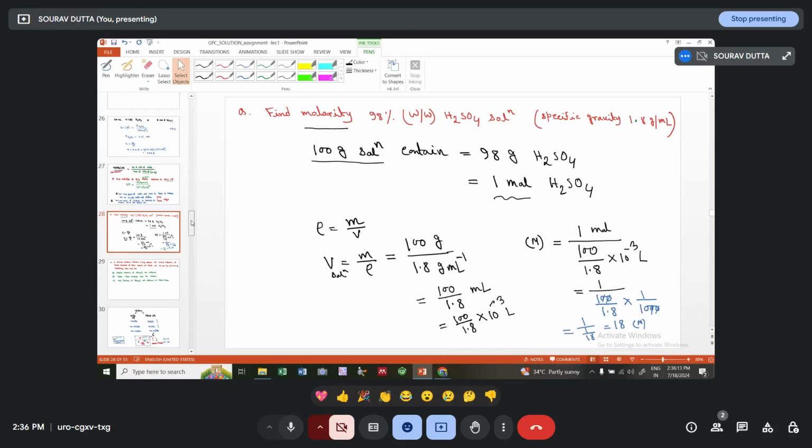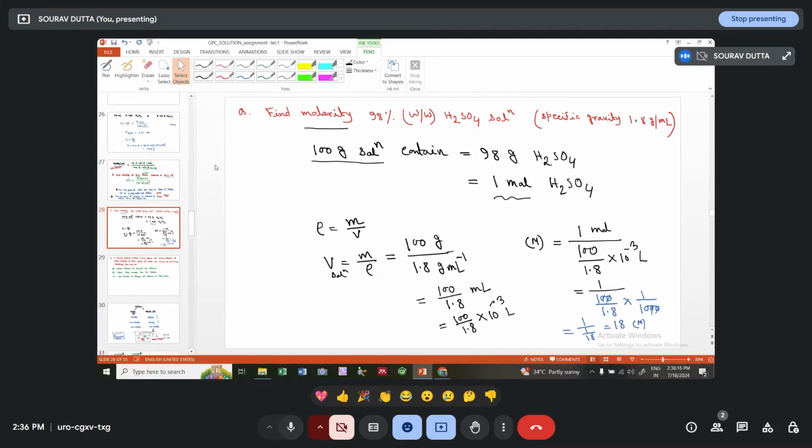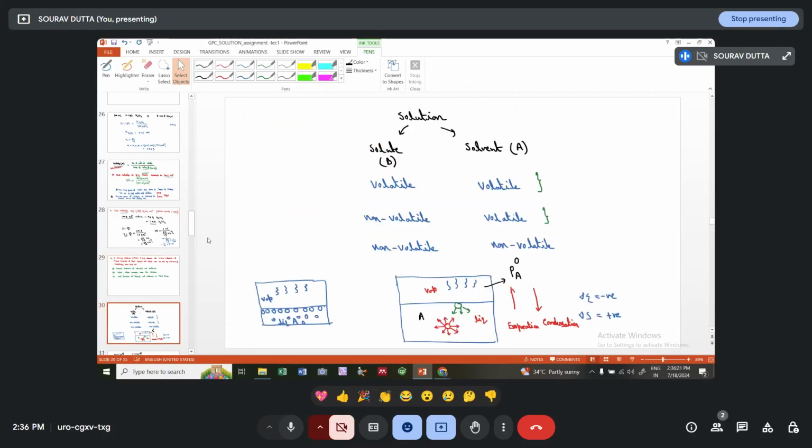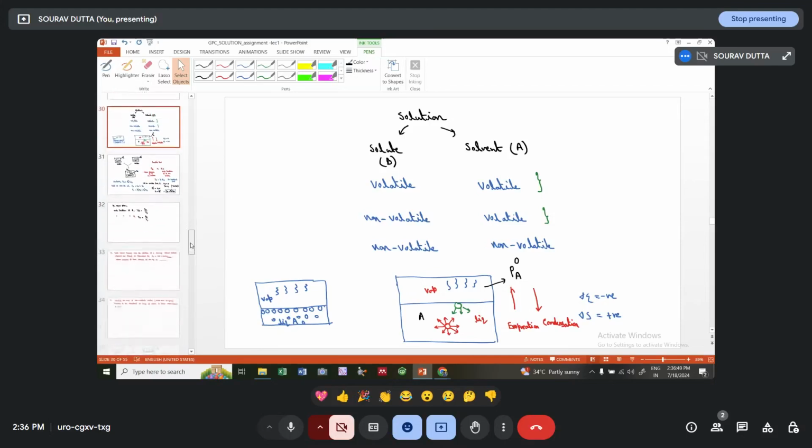So in my previous class, I have discussed up to this one, and in my next class I am going to another interesting portion, that is solution, where we again discuss the concept of vapor pressure for different types of solution, different types of electrolyte, volatile, non-volatile. Different colligative properties like elevation of boiling point, depression of freezing point, lowering of vapor pressure, osmotic pressure, all will be discussed in our next lecture.